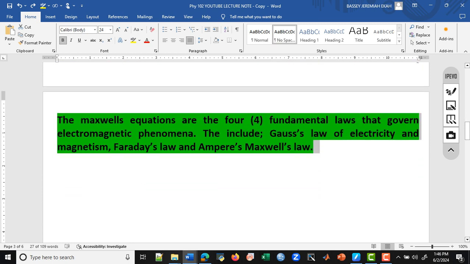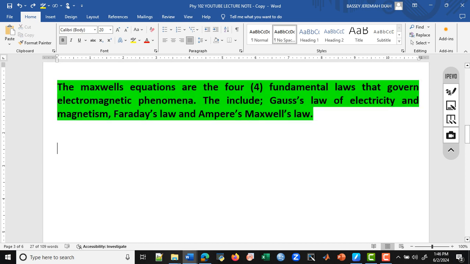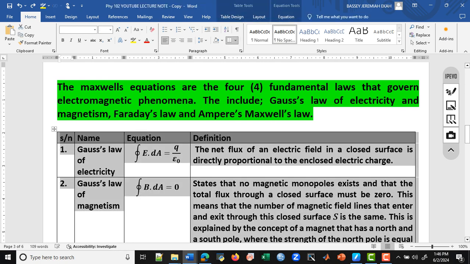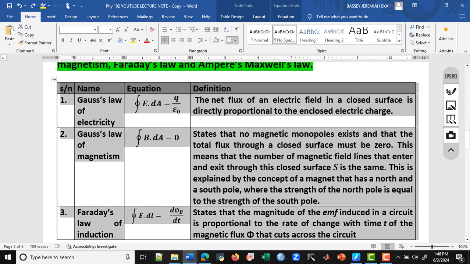We are going to be looking at Maxwell's equations. Maxwell's equations are the four fundamental laws that govern electromagnetic phenomena. They include Gauss' law of electricity, Gauss' law of magnetism, Faraday's law, and the Ampere-Maxwell equation. The table below will give a better explanation of what we have listed.